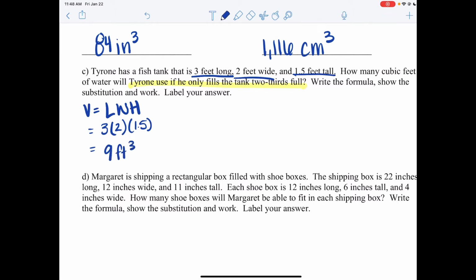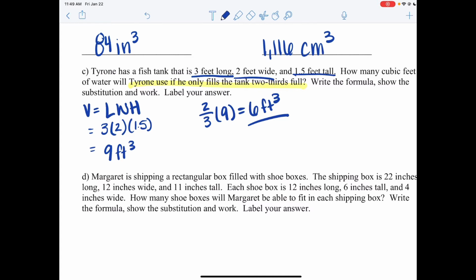Okay, once again, this is not my final answer because I still have to find 2/3 and not the whole entire volume. So what I'm going to do is multiply 2/3 to those 9 cubic feet, and 2/3 times 9 is 6 cubic feet. Okay, and this is my final answer.